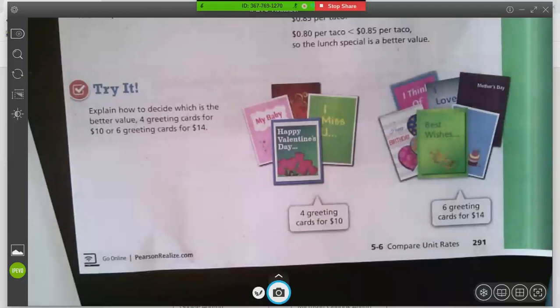All right. Does somebody have a ratio down for these greeting cards?